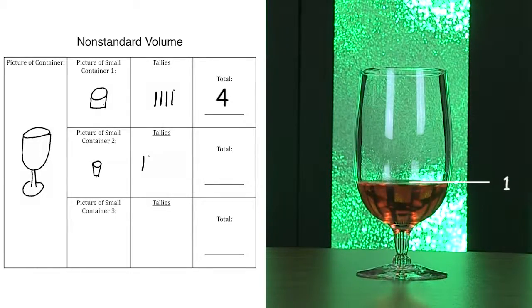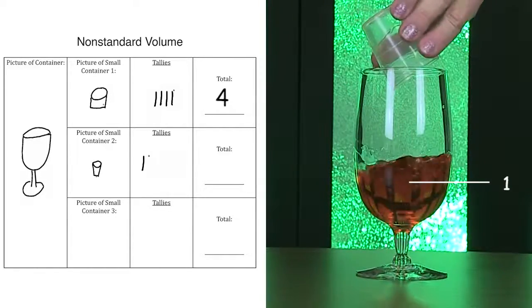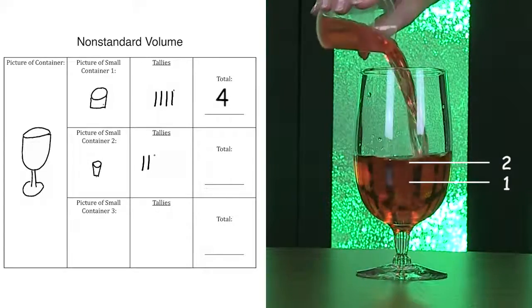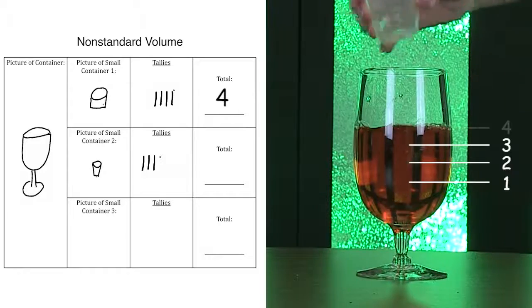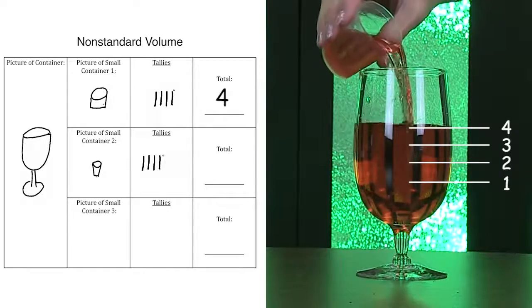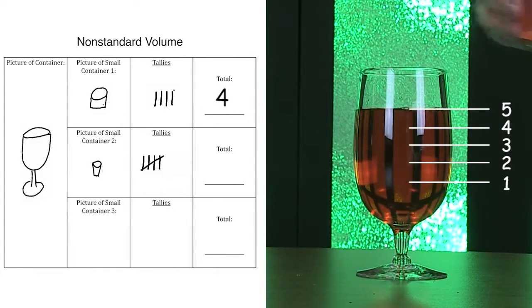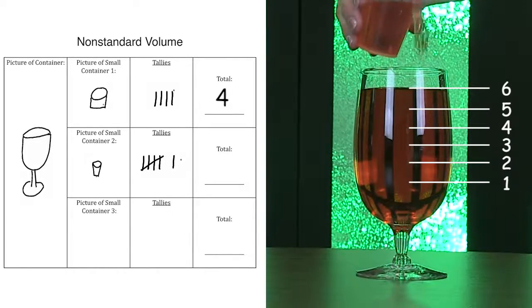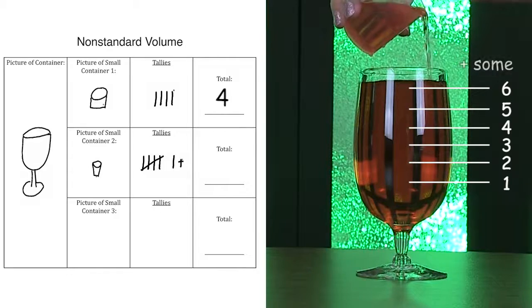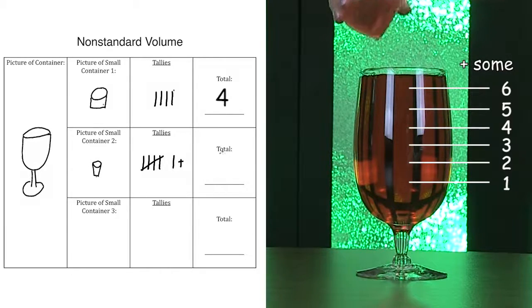1, 2, 3, 4, 5, 6, plus some. So the same glass is equal to 6 plus some tea party cups.